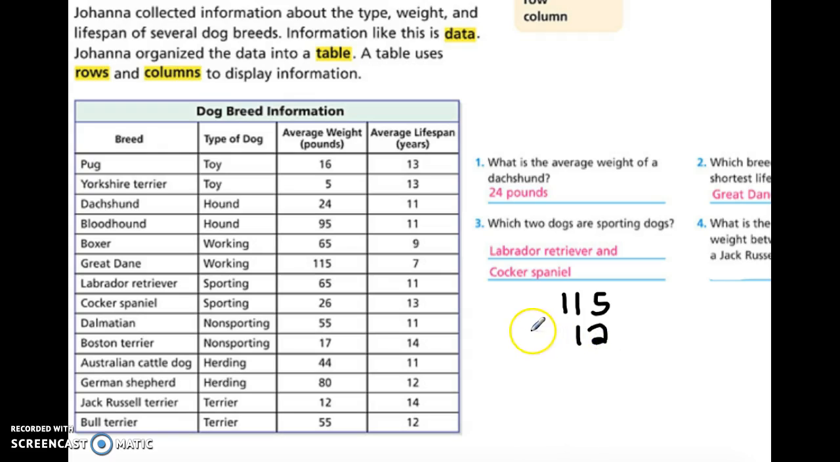So again, difference means subtract. So we're going to go ahead and subtract those. 5 minus 2 is 3. 1 minus 1 is 0. We just bring down the 1. So there's a difference of 103 pounds between the Jack Russell Terrier and the Great Dane. All right.